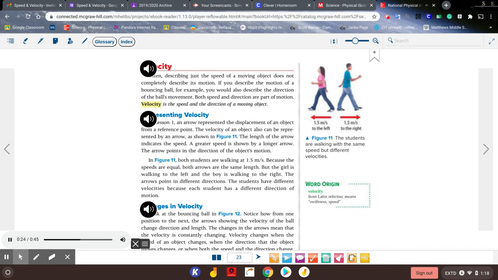In Figure 11, both students are walking at 1.5 meters per second. Because the speeds are equal, both arrows are the same length. But the girl is walking to the left and the boy is walking to the right. The arrows point in different directions. The students have different velocities because each student has a different direction of motion.